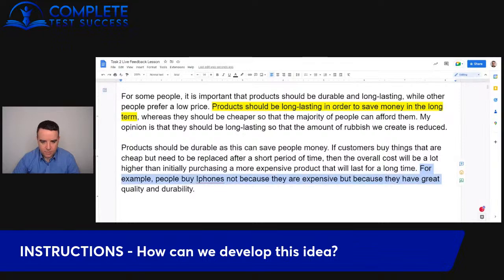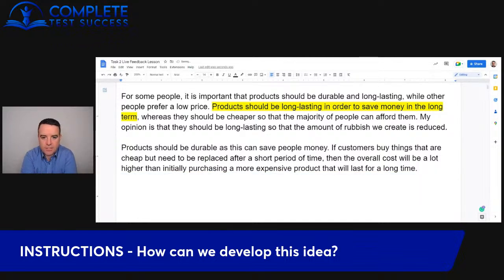For example, people buy iPhones not because they are expensive, but because they have great quality and durability. Now, what you're not talking about here is people saving money. The whole point of our paragraph was we wanted to say how people are saving. People are going to save money if they buy more durable products. But here you haven't talked about that. You're saying they buy them because they're great quality and durability, but are they saving money because of this? So what you want to do is talk about the difference between, maybe, people who buy Android phones needing to replace their phones more often and therefore spending more money. So right now you haven't done that. So that example isn't suitable. So we'll just stick with your explanation right there.